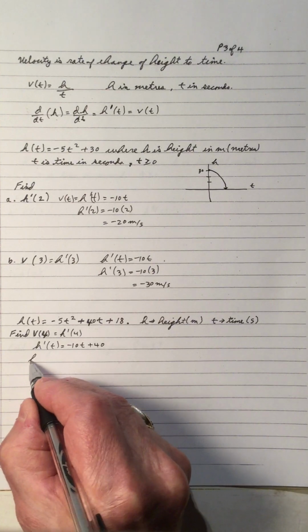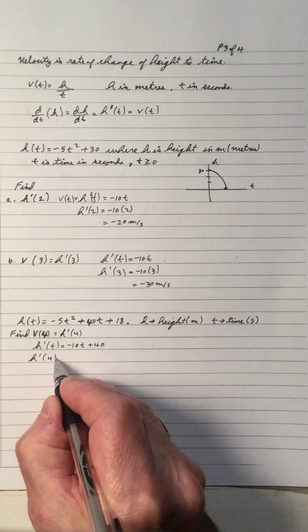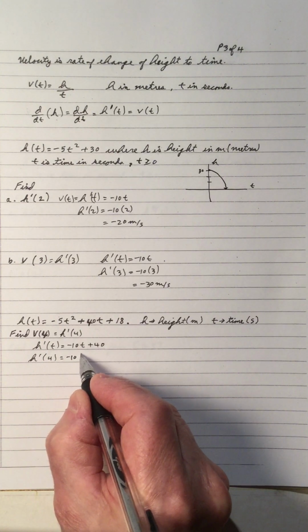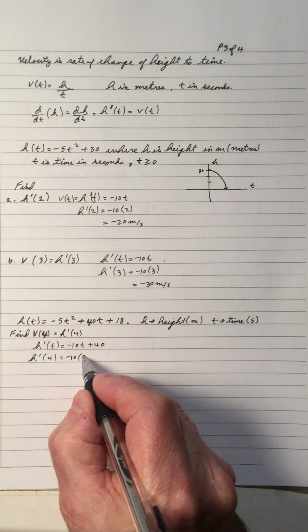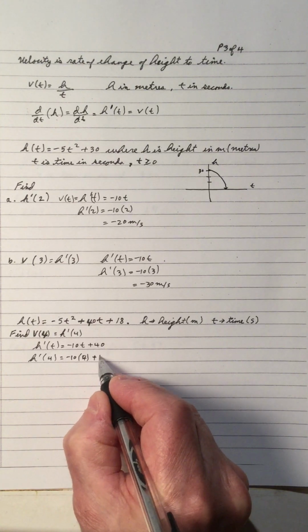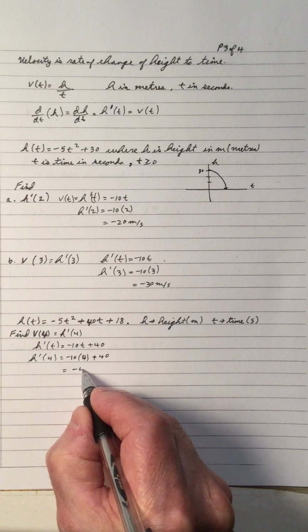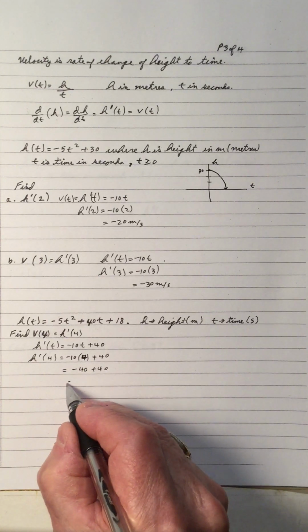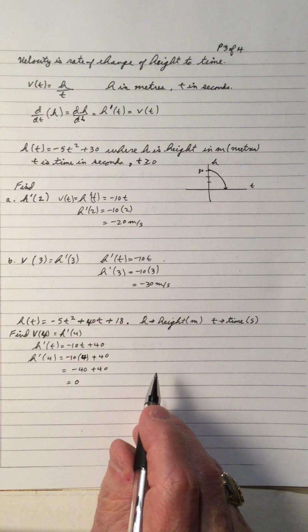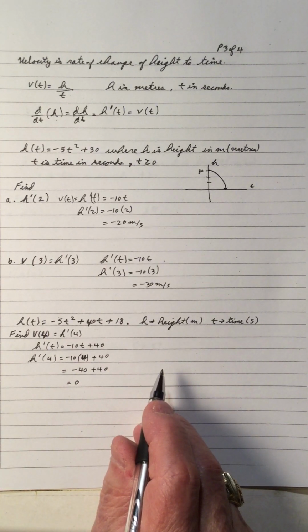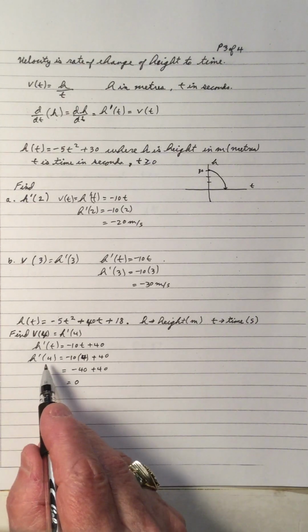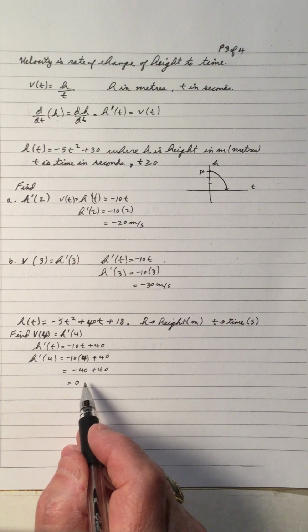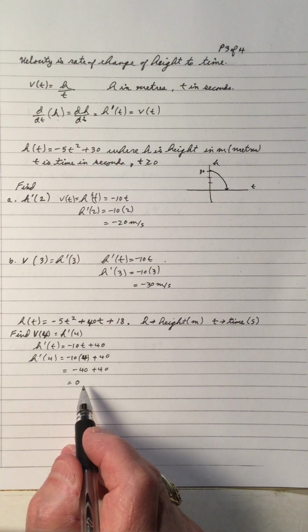So we want to find h prime at 4 seconds. So it's negative 10 times 4 plus 40. So it's negative 40 plus 40. Make sure you use the 4 there. So the velocity is 0, which means the object has stopped. When h prime, which is the velocity, is 0, that means the object is stopped for that moment in the air.